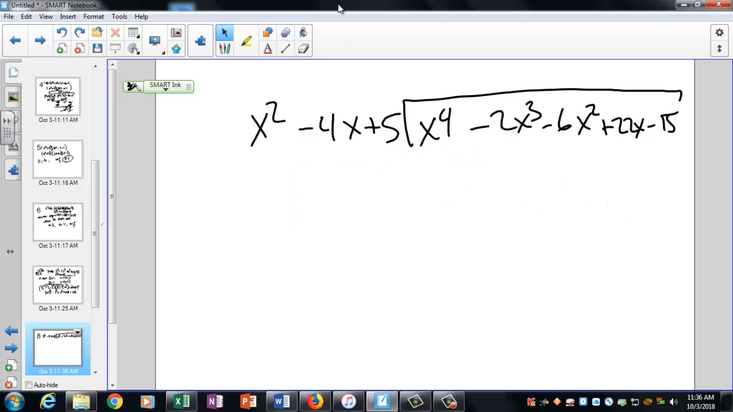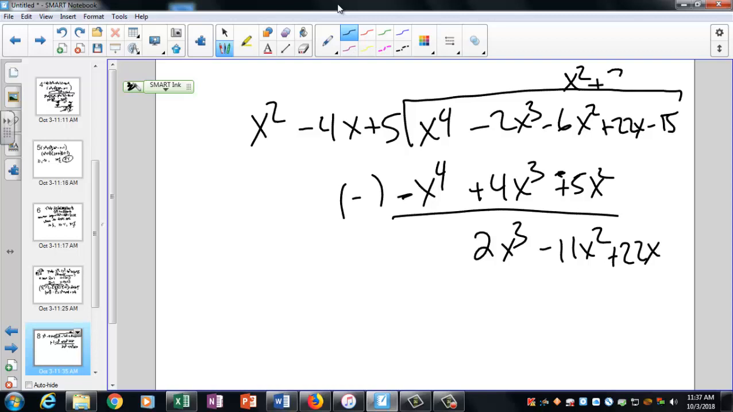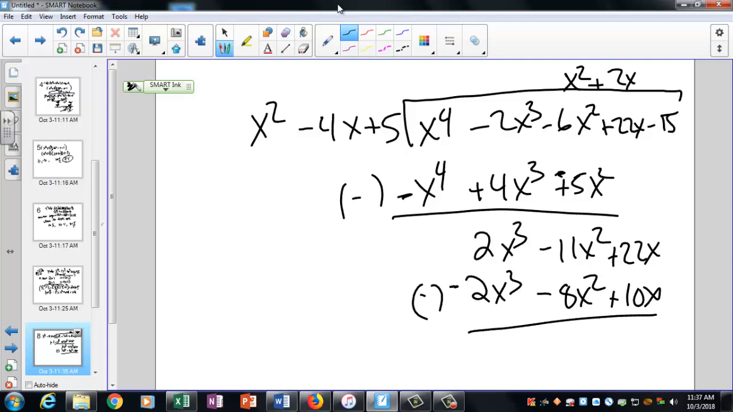All right. What is it? It's x squared. This is x to the 4th minus 4x cubed plus 5x squared. When you subtract, this becomes negative, this becomes positive, this becomes negative. You'll get 2x cubed minus 11x squared plus 22x. x squared goes into 2x cubed how many times? 2x. You'll get 2x cubed minus 8x squared plus 10x. Subtract. This becomes negative, this becomes positive, this becomes negative. Negative 3x squared plus 12x minus 15. x squared goes into negative 3x squared negative 3 times.